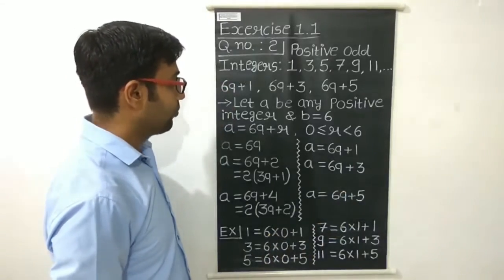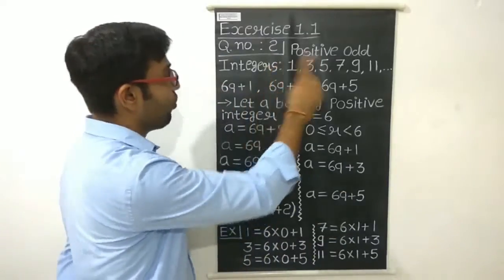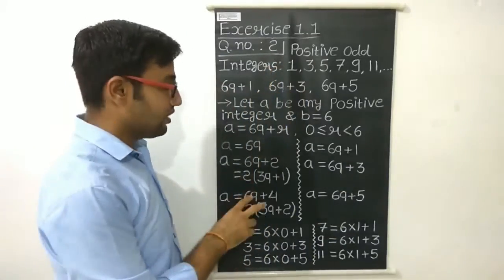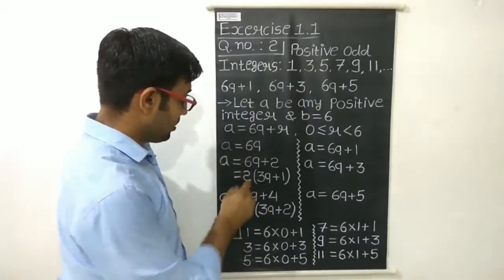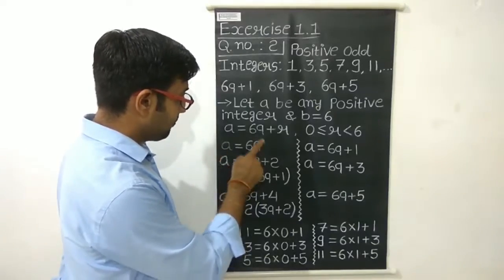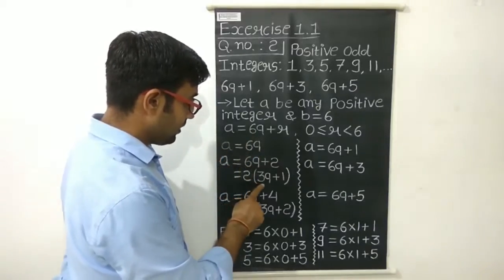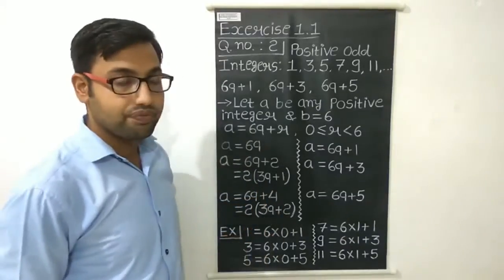Okay. Now what is the question? The question is, we have to show that all the positive odd integers... We can show this thing in two ways. One way is, see, notice that all these integers are in the form of 6q, 2 in the bracket, 3q plus 1, and this is 2 in the bracket, 3q plus 2.